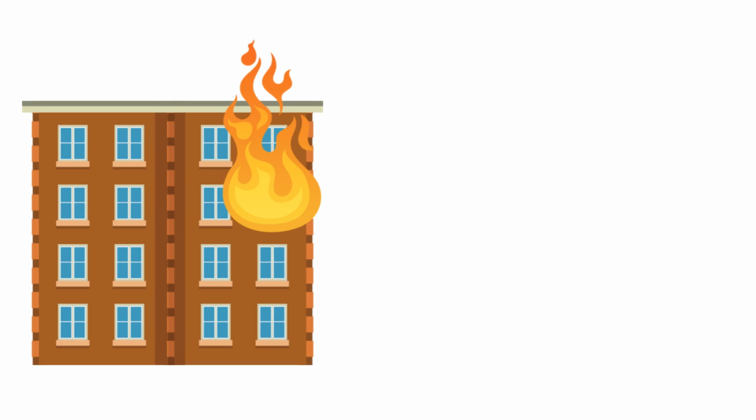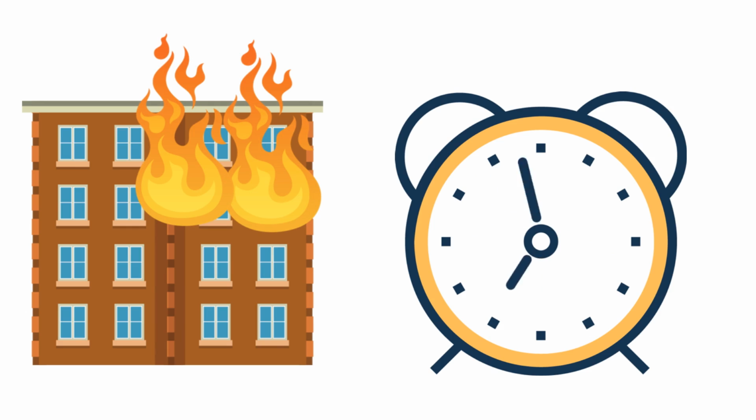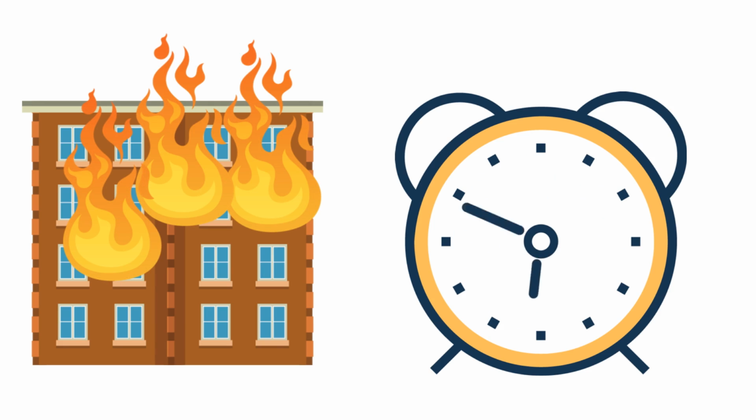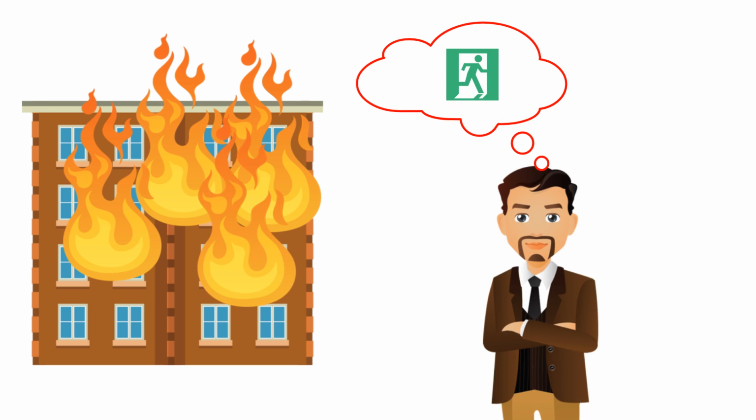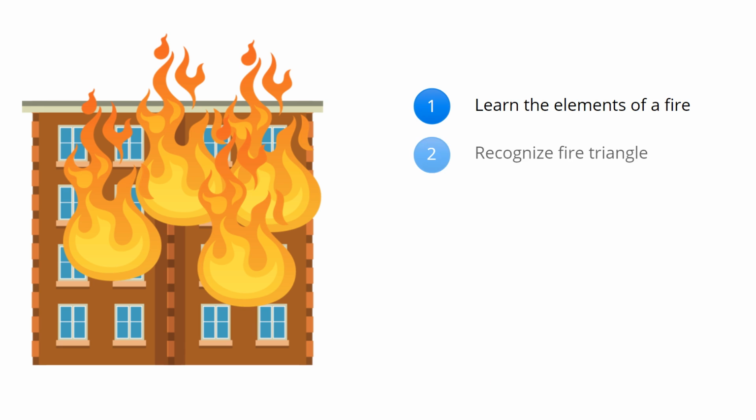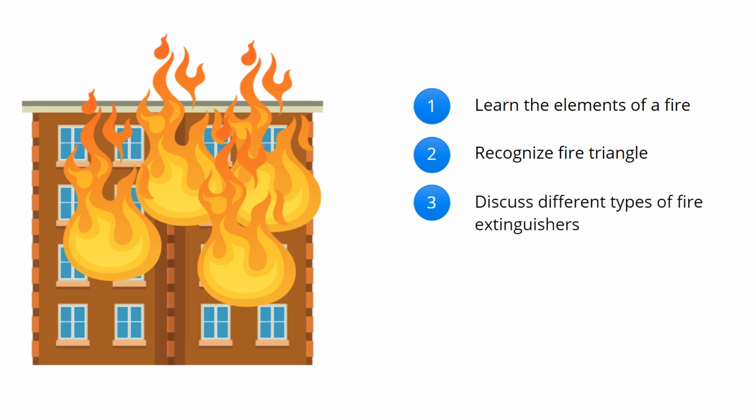In the event of a fire, it's important to know the proper procedures to follow because fire is fast. In less than 30 seconds, a small flame can grow into a major fire, and that's not the time to start learning where the exit is. So crank your AC to high, because things are gonna get hot as we learn the elements of a fire, recognize the fire triangle, and discuss different types of fire extinguishers.